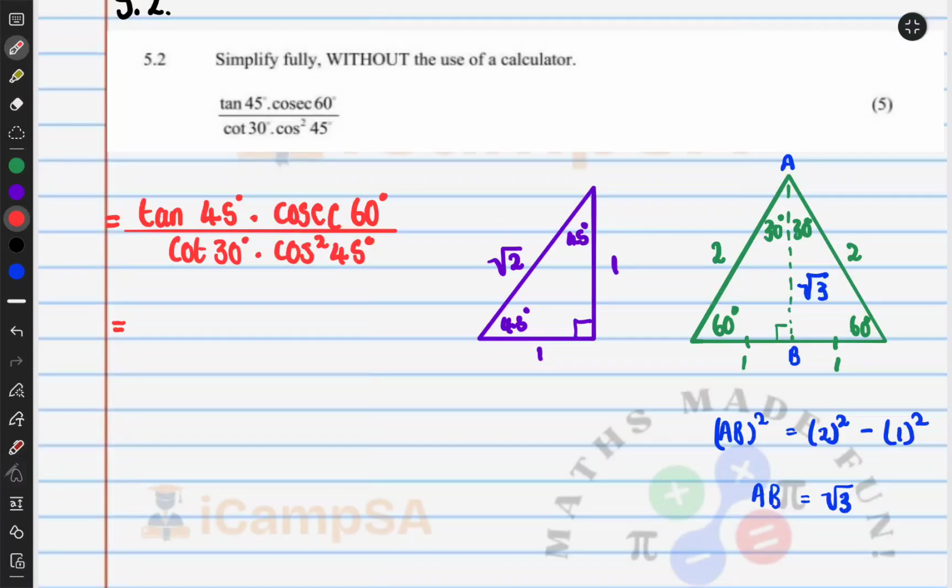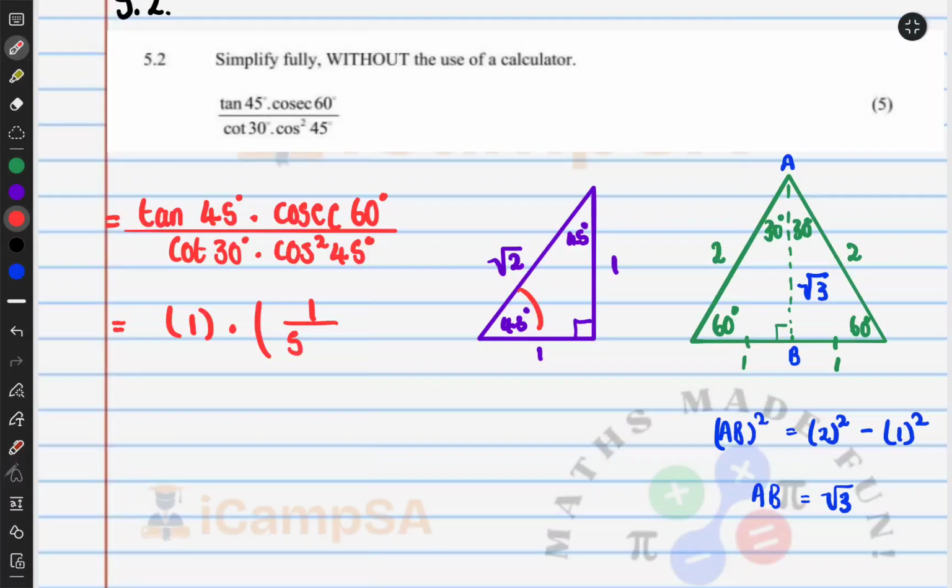Now we can simplify this expression, starting with tan 45. We are focusing on triangle number 1. Tan of 45 is opposite over adjacent, which is 1 over 1, so tan 45 is 1. Multiply by cosec 60. Cosec is the reciprocal of sine, sine 60 in this case.